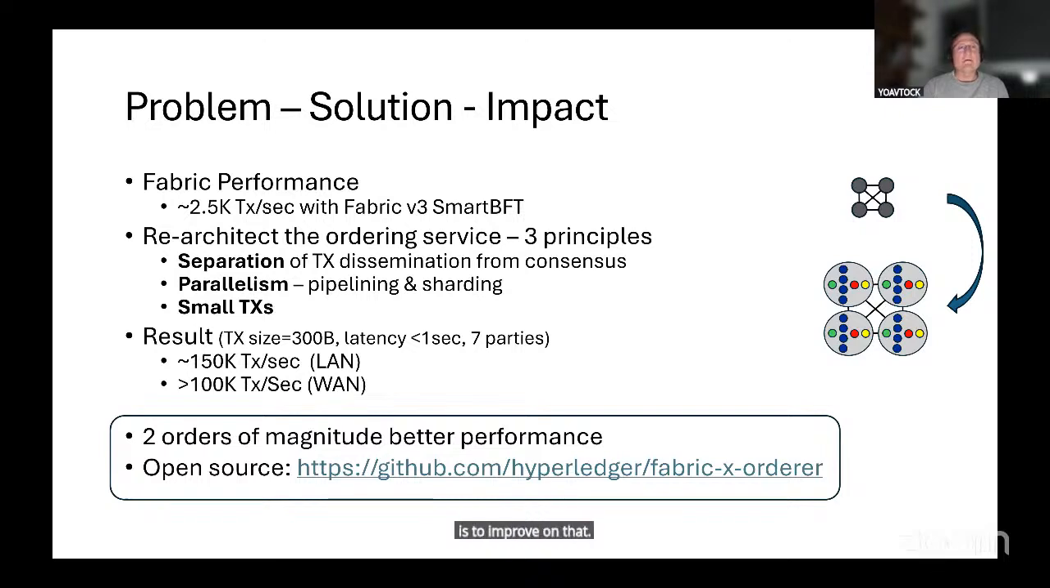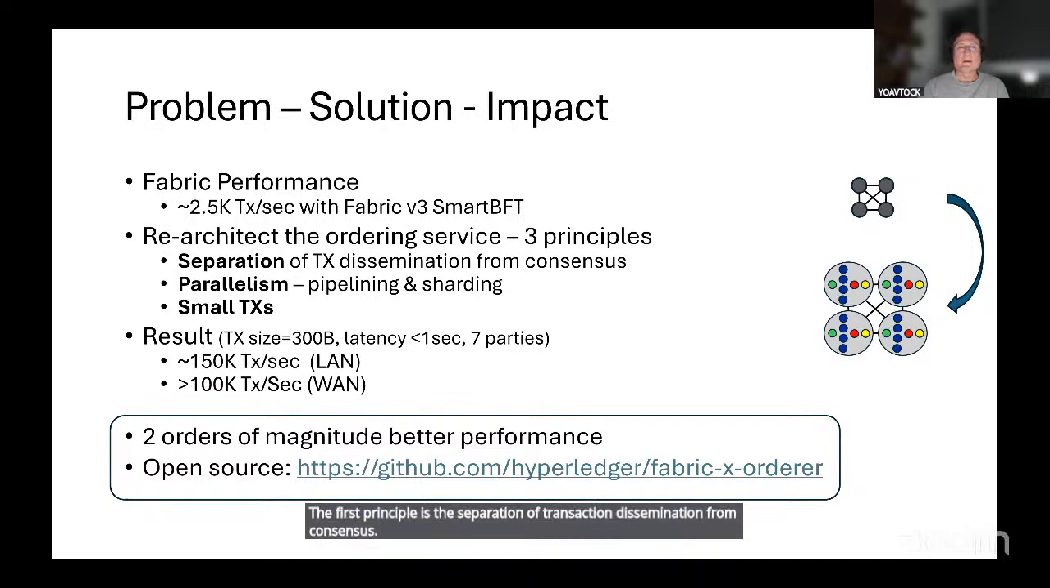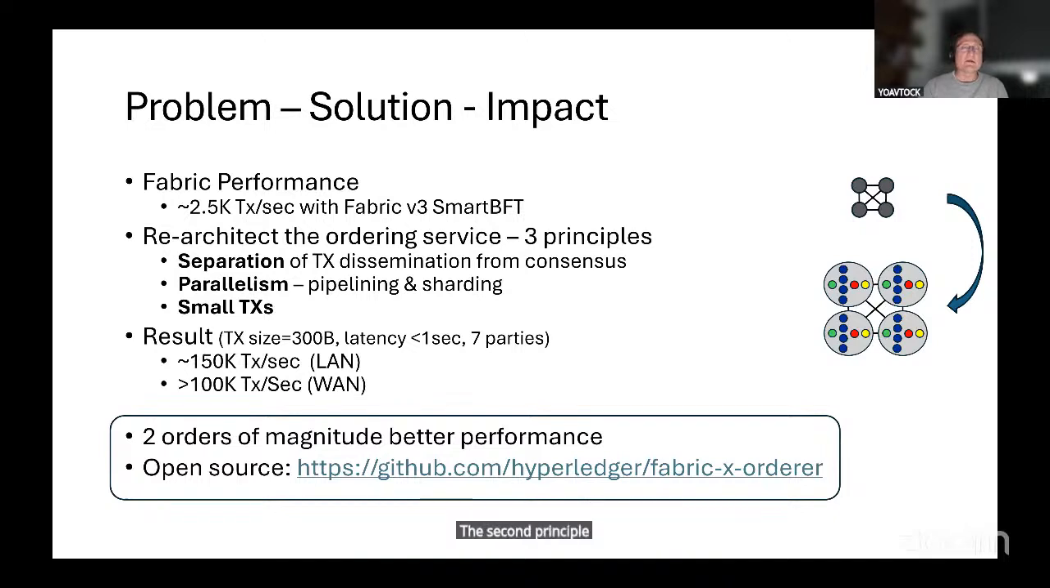What we did to solve this problem is to re-architect the ordering service using three principles. The first principle is the separation of transaction dissemination from consensus. The second principle is introducing a lot of parallelism via pipelining and sharding. And the third principle is going with small transactions, basically stripping the certificates from the Fabric transactions.